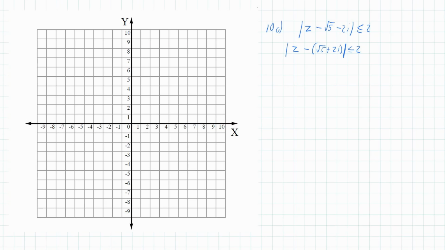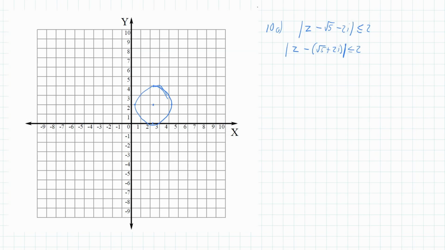Square root 5 is 2.23, so my centre is going to be roughly there. Okay? Roughly. And my radius is 2. So I go down to here, and I go up to there, and I go back to there, and I go back to there. Okay, so here's my circle, or my oval, as the case may be. Okay, there's my circle, roughly.